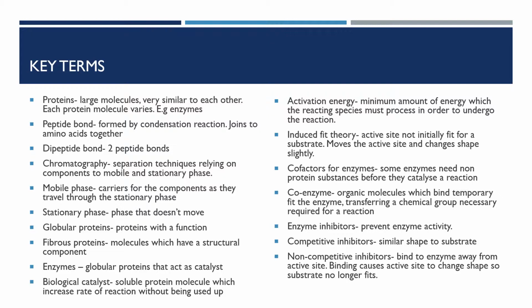Enzyme inhibitors prevent the enzyme activities. Competitive inhibitors are similar shaped to the substrate, and non-competitive inhibitors, that is a hard word to say, bind to the enzyme away from the active site. This binding causes the active site to change shape so the substrate can no longer fit.